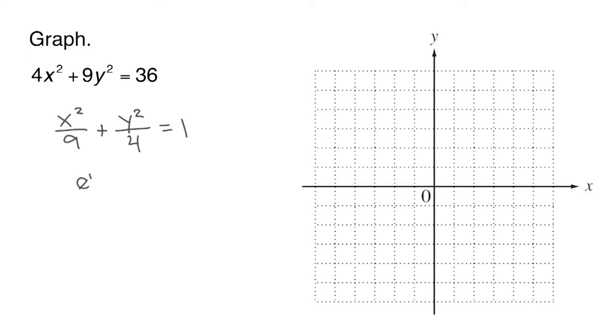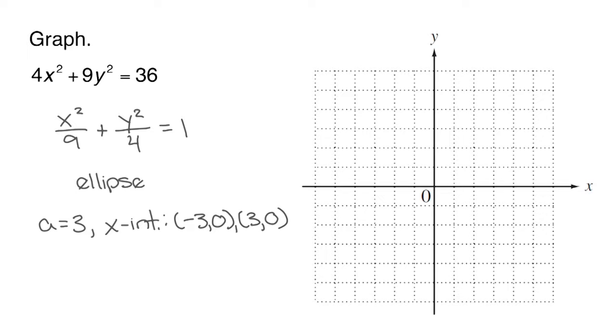This is the equation of an ellipse, with a squared equal to 9, and so a equals 3, which tells us that the x-intercepts are at -3, 0 and 3, 0. B squared is 4, and so b is 2, which tells us that the y-intercepts are at 0, -2 and 0, 2.